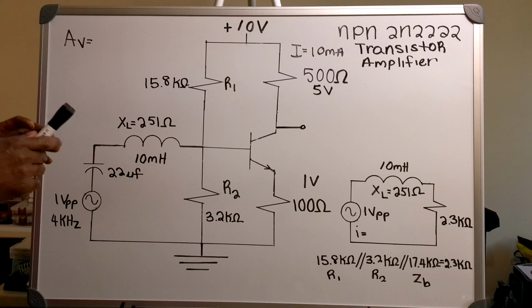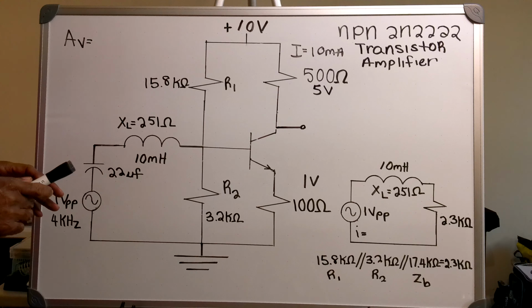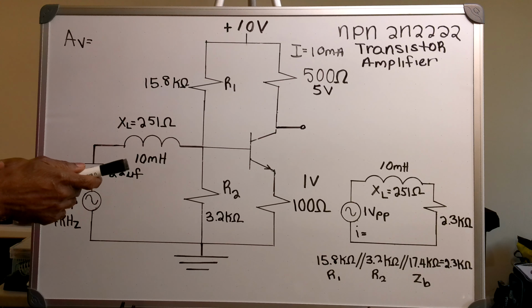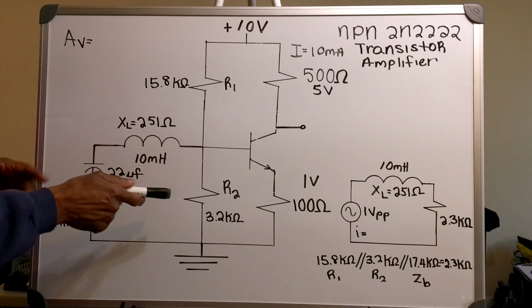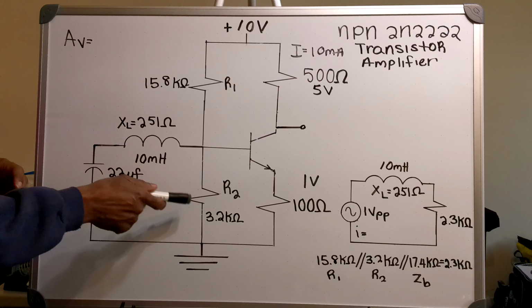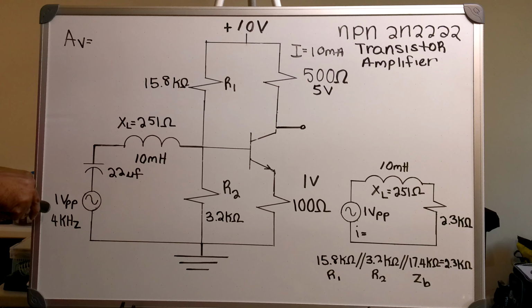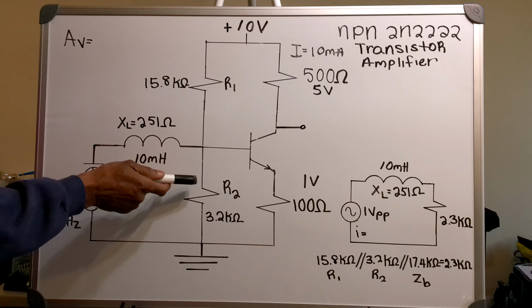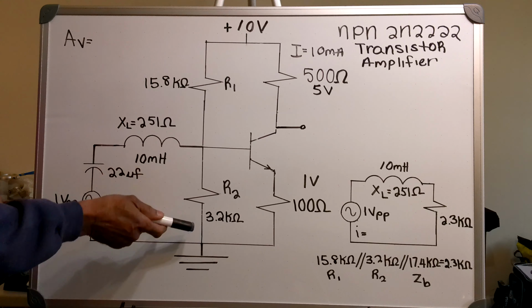Now, what I have to find is which voltage will be amplified. The input voltage that will be amplified is not this one. It's not the 1 volt peak to peak. The input voltage which will be amplified will be the voltage that will be falling across my 3.2 k ohm resistor.